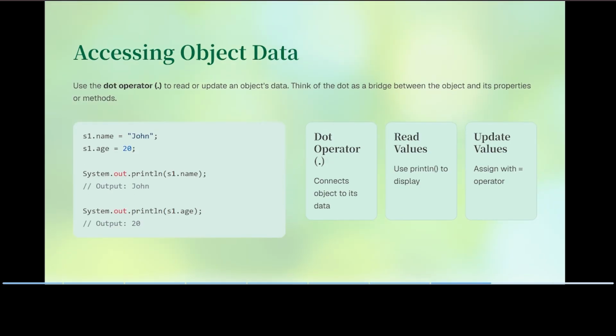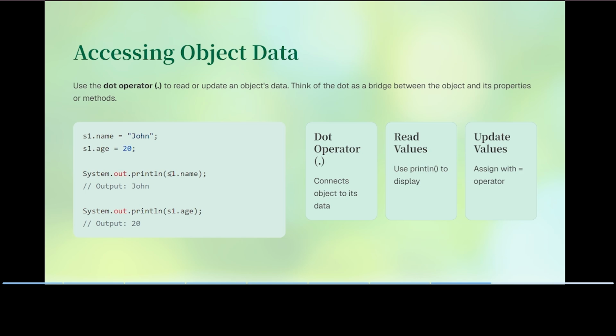Then another one is accessing the object data. We already saw the dot operator, right? Using the dot operator, you call the name. The dot operator acts as a bridge between the object and its members, to access variables and methods inside an object. Listen carefully. To access the variables and methods inside an object, we use the dot operator. Using the dot operator we can read the value, we can also update the value, and we can also call the methods. So this is how the dot operator works.